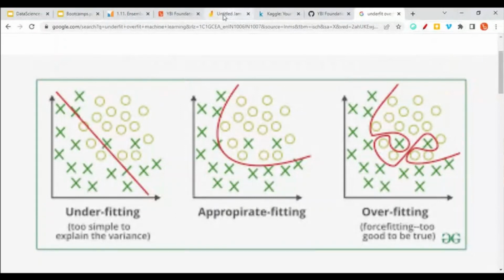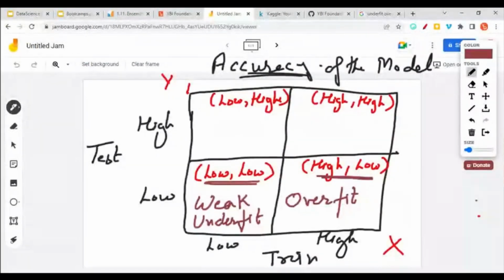Now come back to our case. Here high is the winning model. So we aspire to, or we require, a model which performs very well during training time and equally well on the test data, right?